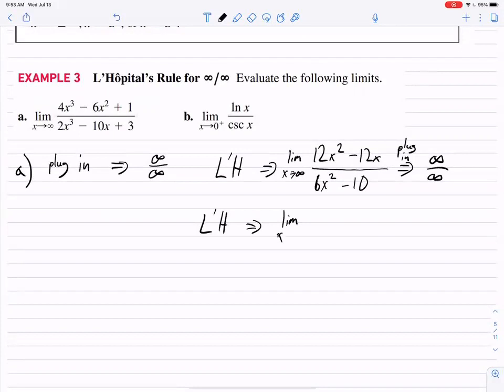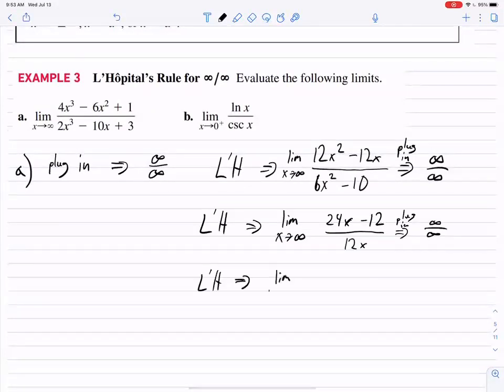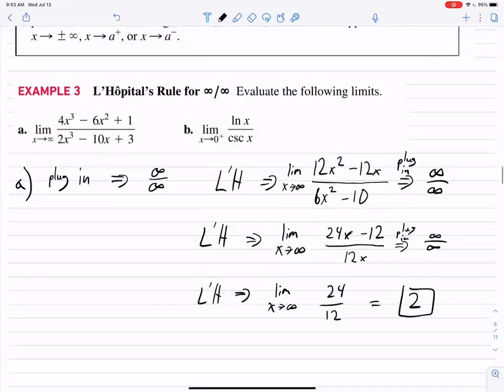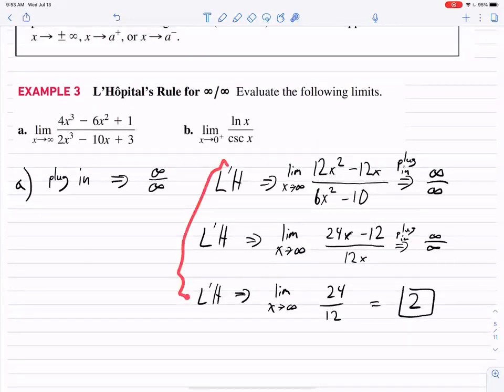We get the limit as x approaches infinity of 24x minus 12 over 12x, which, plugging in, you get infinity over infinity again. And so we can use L'Hopital's rule a third time, and we get the limit as x approaches infinity of 24 over 12, which equals 2. And so that's the limit. Obviously this is using L'Hopital's rule 3 times, and so it's not the most efficient way. We know from old techniques that the limit's just 2 because you take the ratio of the leading terms.